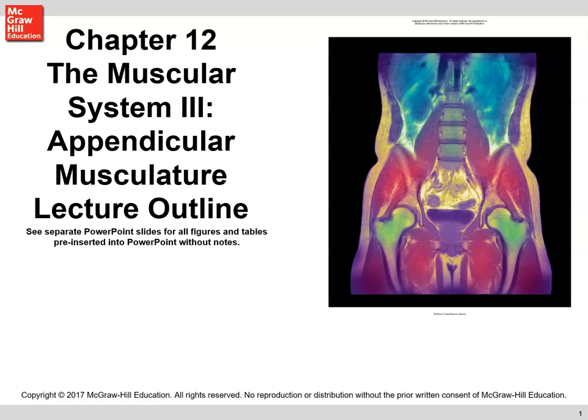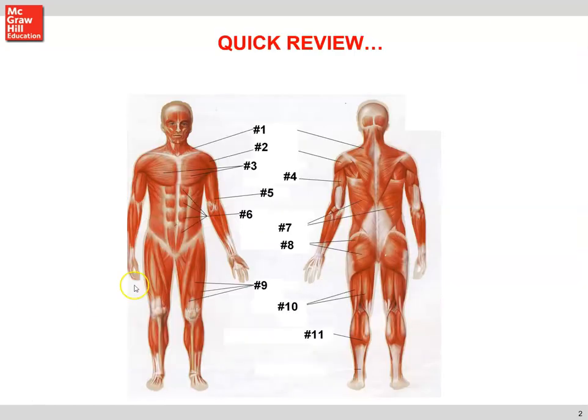All right. So quick review. Number 1, trap. Number 2, deltoid. Number 3, pectoralis major. Number 5, biceps. Number 4, triceps. Number 6, rectus abdominis. 7, lats. 8, here's gluteus maximus, this gluteus medius.